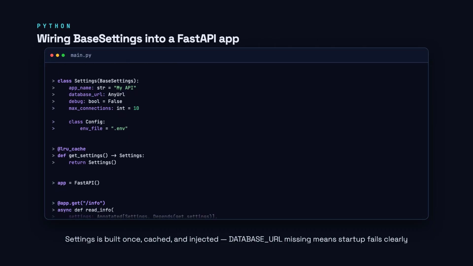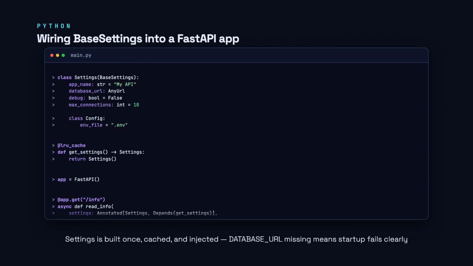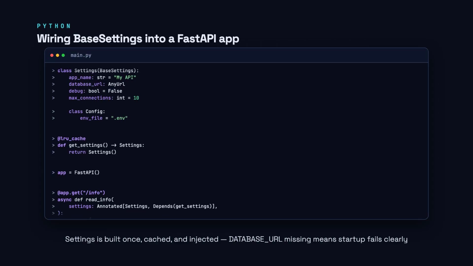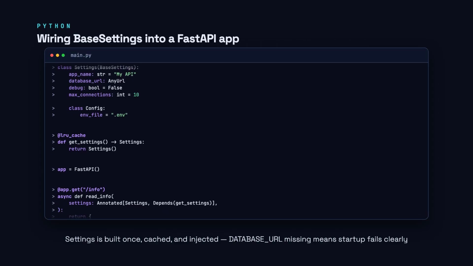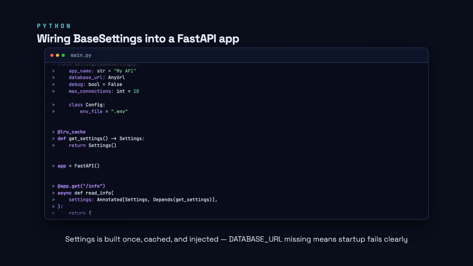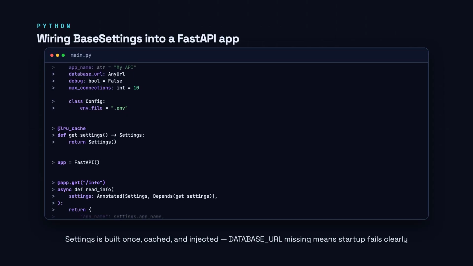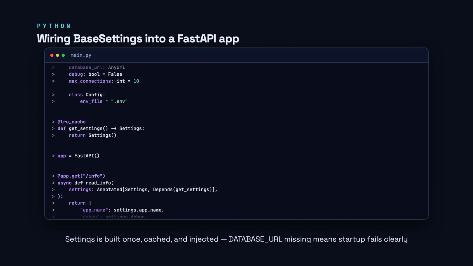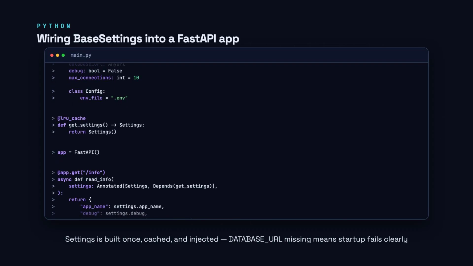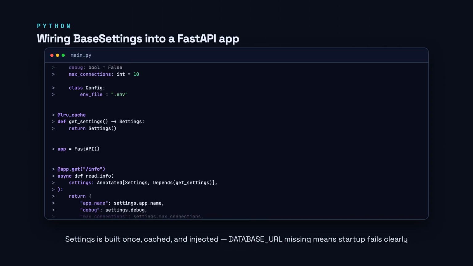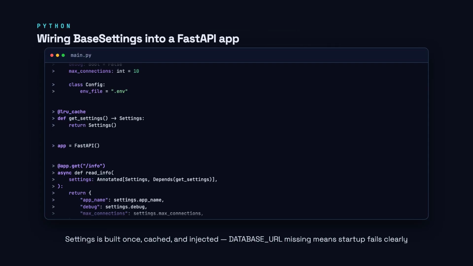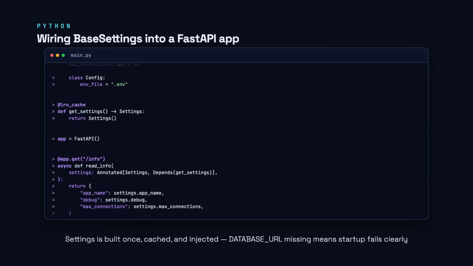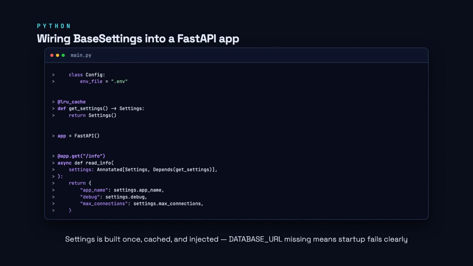The get_settings function simply returns a new settings instance, and the lru_cache decorator means that function body runs exactly once, caching the result for the lifetime of the process. Down in the route, we declare settings as a parameter, typed as Settings and wrapped in Depends of get_settings. FastAPI calls get_settings, gets the cached object, and passes it into read_info. The handler then reads fields off it just like a plain Python object.